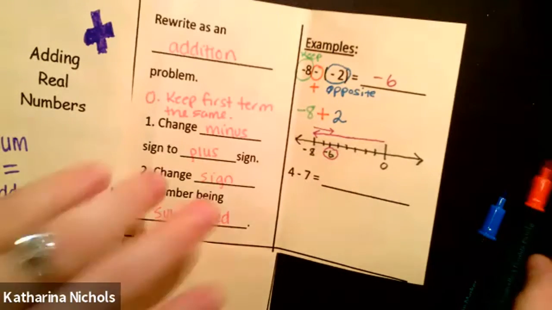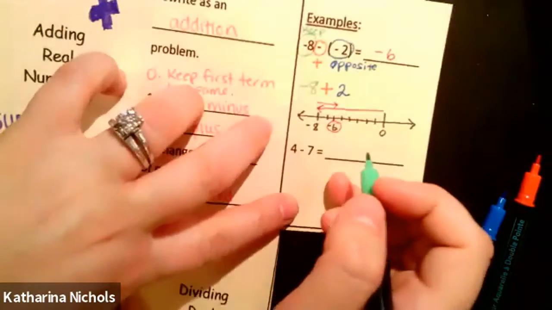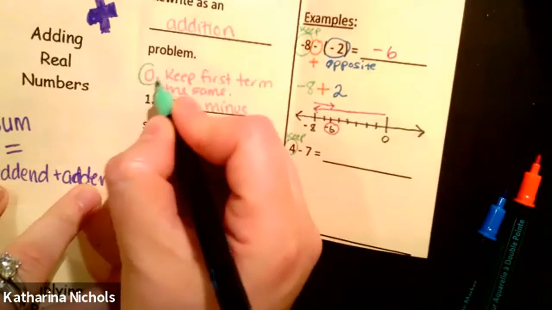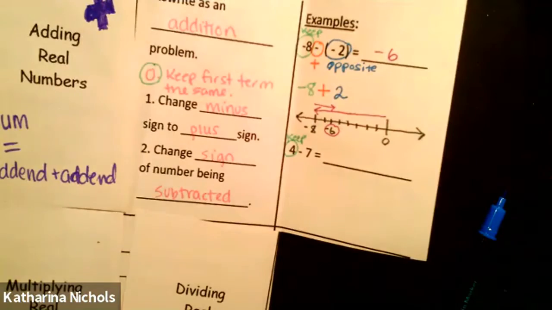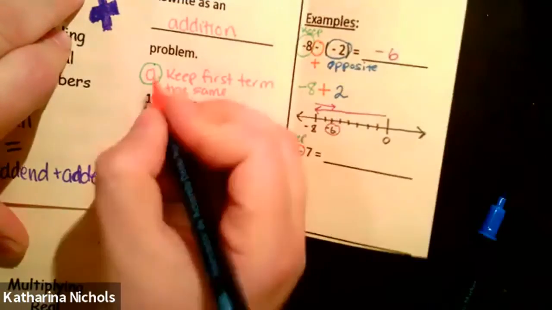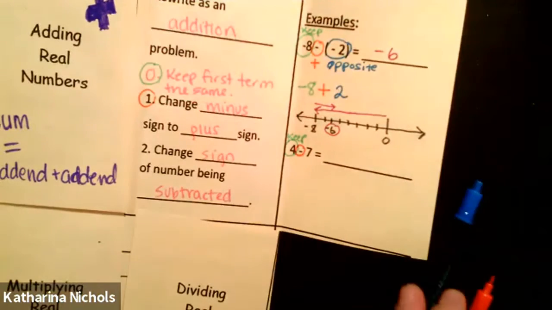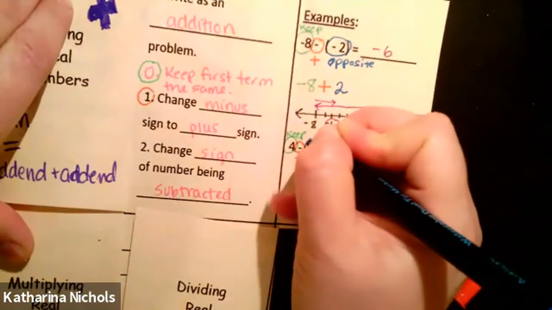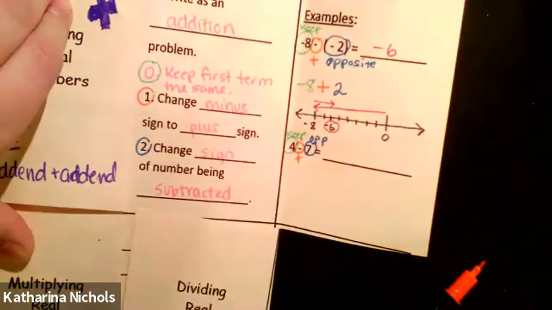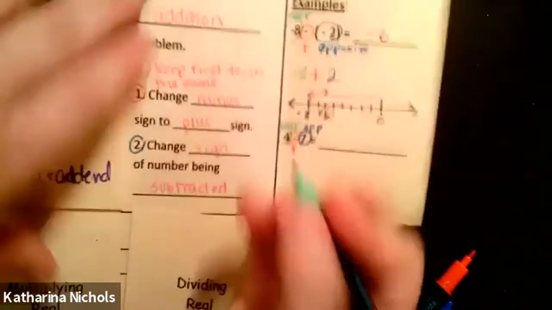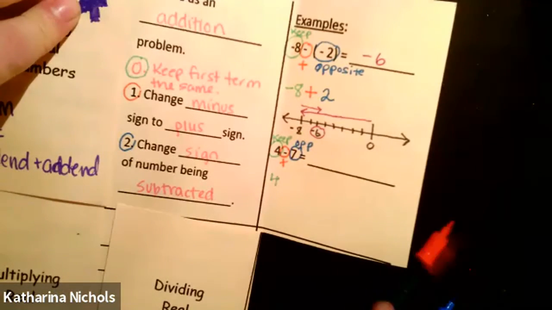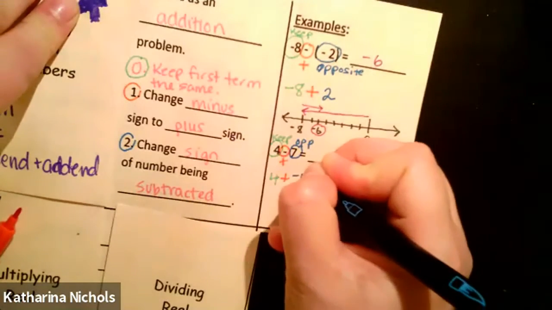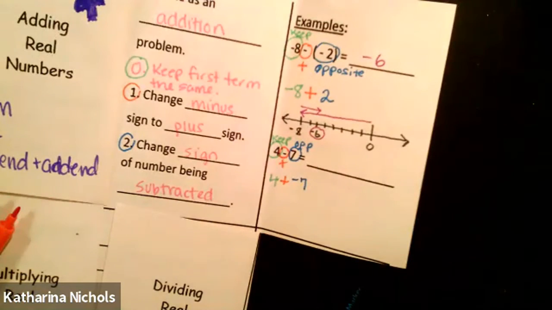Let's practice another problem. Next one is 4 minus 7. Once again, I'll keep the first term, just like it says in step 0. Then I'll change it from subtraction to addition. And last but not least, I'll take the opposite of the second term, or in other words, I will change the sign of the number being subtracted. So this changes 4 minus 7 into, keep the 4, change it from subtraction to addition, and take the opposite of the second term. So change it to minus 7. So 4 minus 7 becomes 4 plus negative 7.